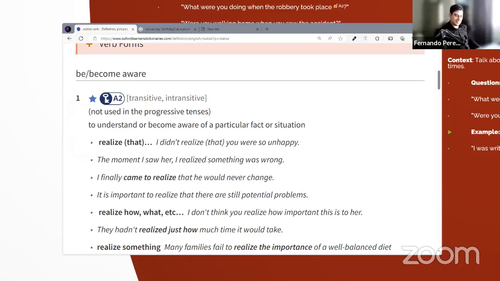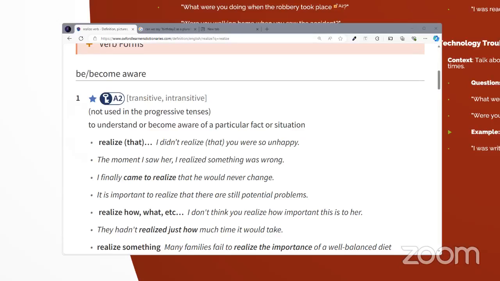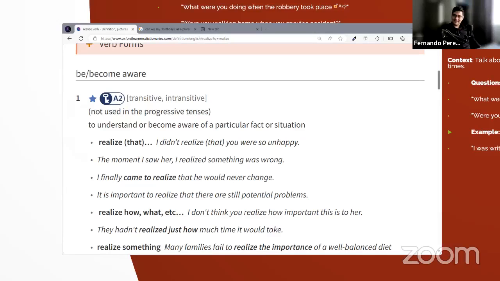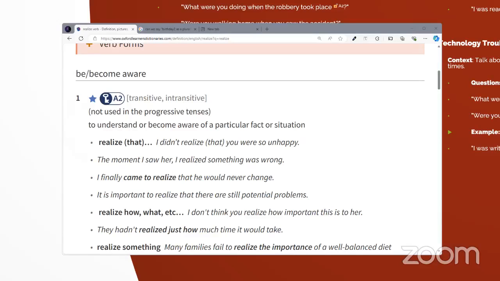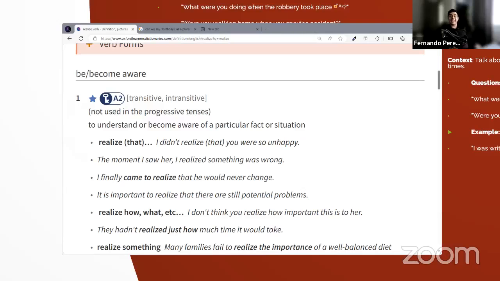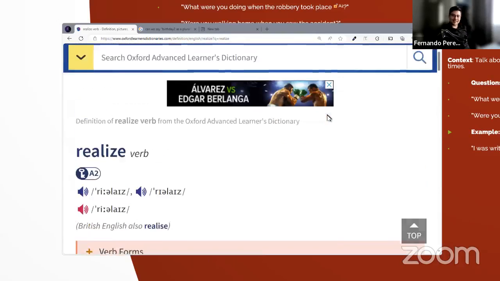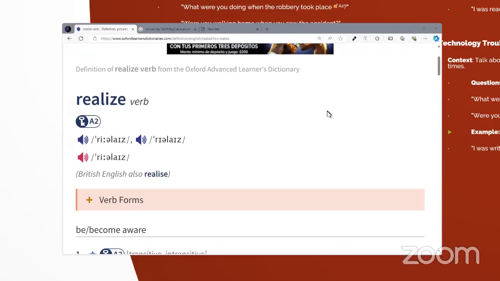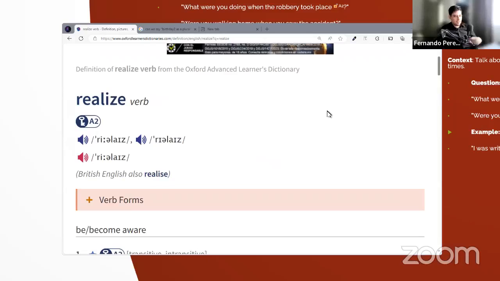Exactly. What part do you understand? What is realize? It's como darse cuenta. Darse cuenta. Very good. Copy that in the glossary. Realize. Darse cuenta. For everybody. Realize. Darse cuenta.